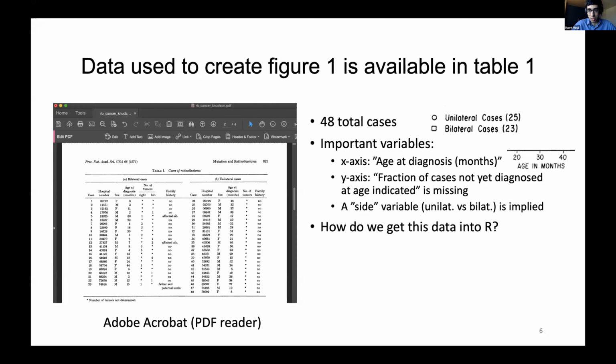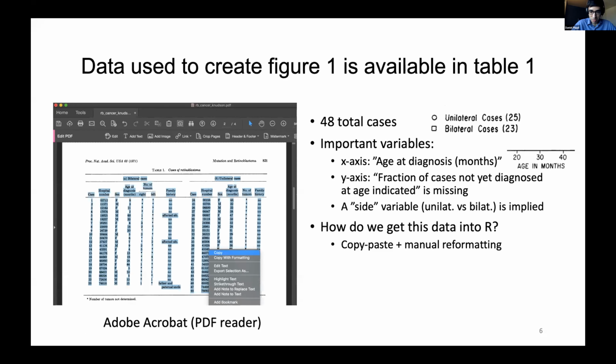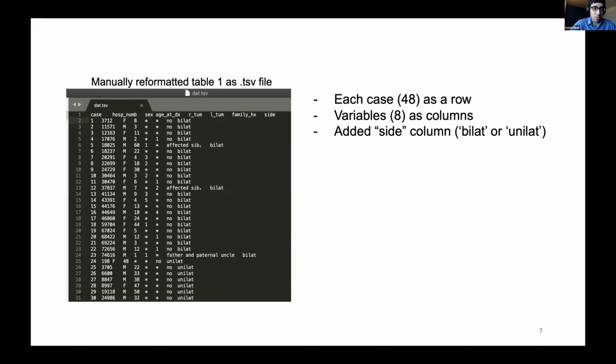So the first question was, how do we get this data into R? After looking about, I quickly realized that copying and pasting followed by manually reformatting would be the easiest solution. So that's what I ended up doing for this case. The data set was relatively small, so it didn't take too much extra work. So here's the data, the first 30 or so rows of that reformatted table.